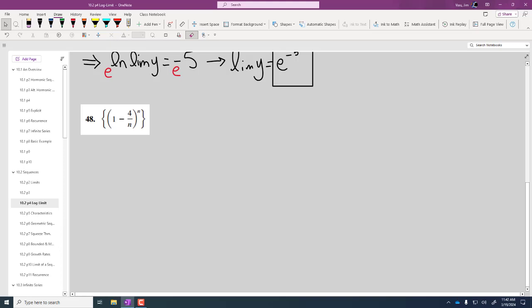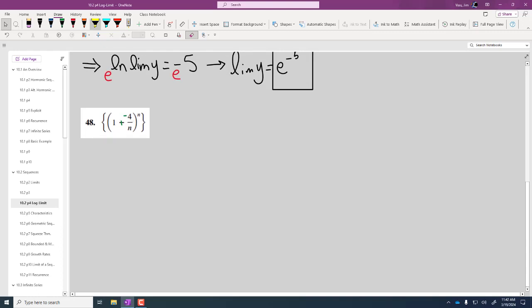All right, so this one, what's this going to go to? e to the -4. Because you can think of this as plus with a minus up there. And so then the capital A is -4, the capital B is 1. So we should get e to the -4. But we're going to do it with our process.